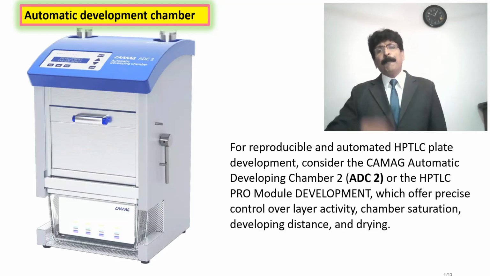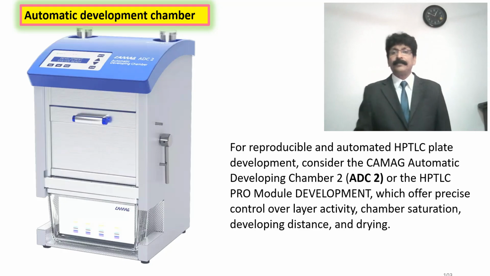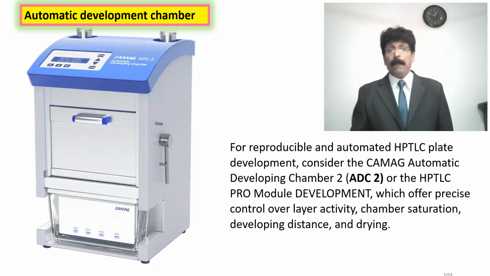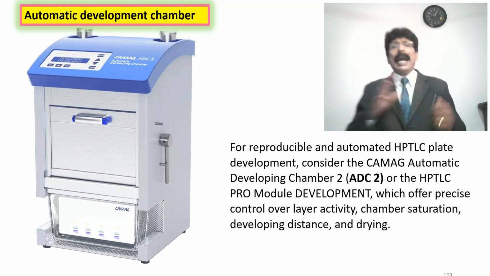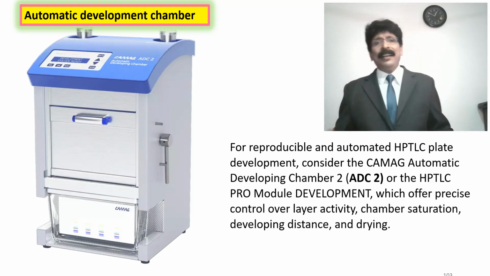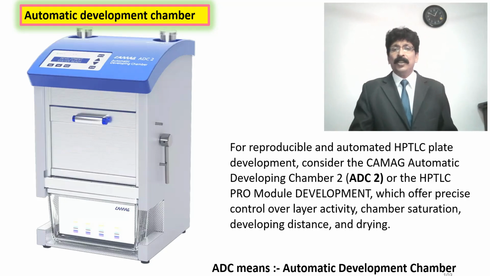For reproducible and automated HPTLC, high performance thin layer chromatography plate development, consider the CAMAG company automatic developing chamber ADC2 or the HPTLC Pro model development, which offer precise control over layer activity, chamber saturation, developing distance and drying. Everything can be handled by this automatic development chamber. So you should know what ADC means: automatic developing chamber.